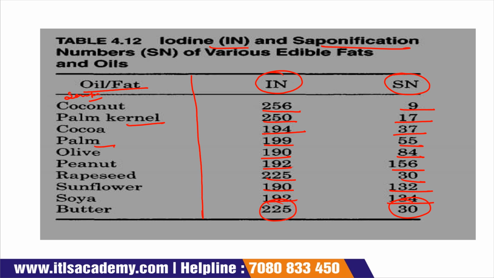Now in the next slide, I'm going to describe the iodine number. Saponification number is clear: the amount of KOH required in milligrams so that it will hydrolyze 1 gram of the sample.